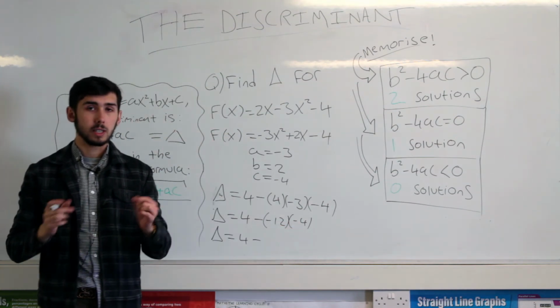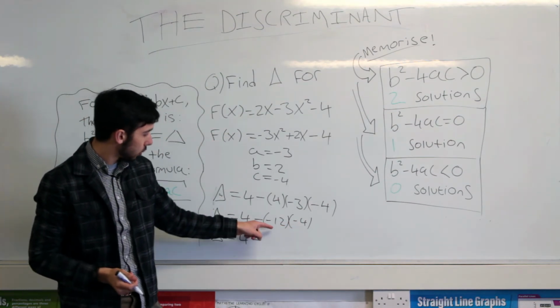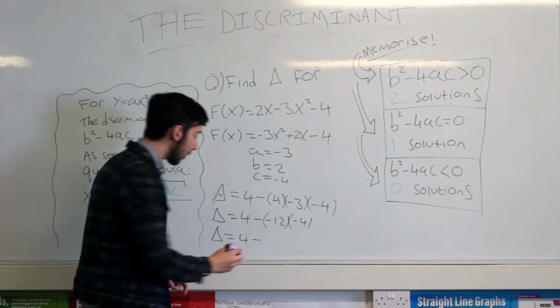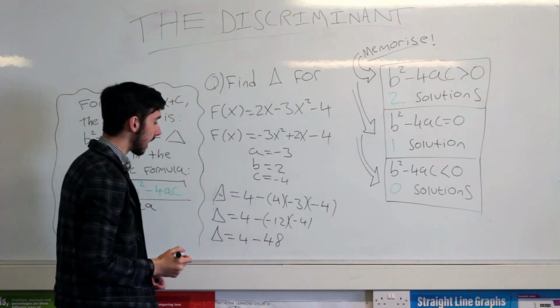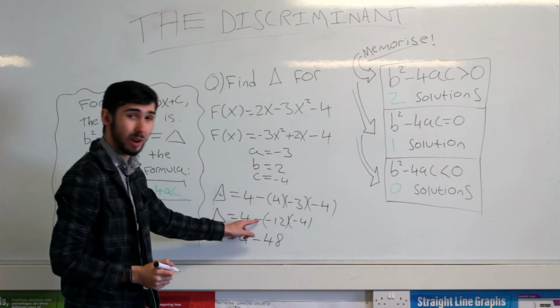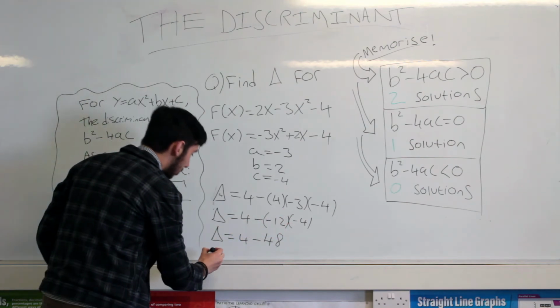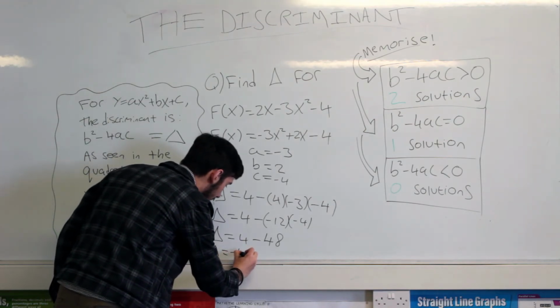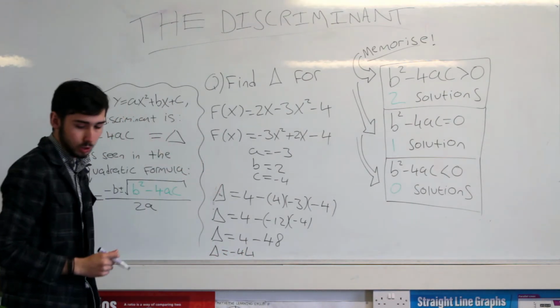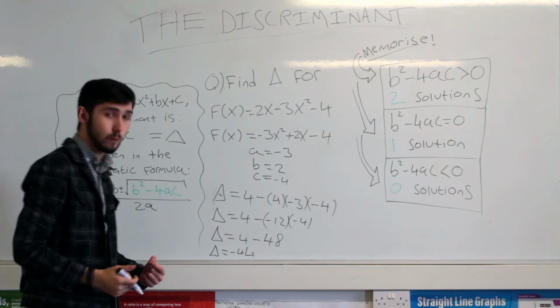Which means the discriminant is equal to 4 minus, okay, minus 12 times minus 4 is the same thing as 12 times 4, because the two negatives cancel out, which is going to give us 48. So we're taking away positive 48, because that's positive 48, and the minus sign there still stays, which means 4 minus 48 is minus 44. So the discriminant is negative 44.